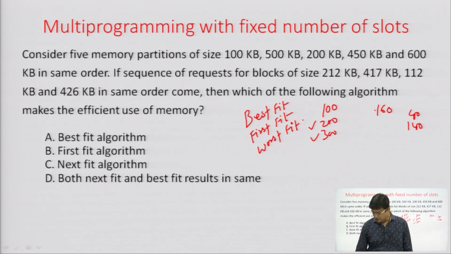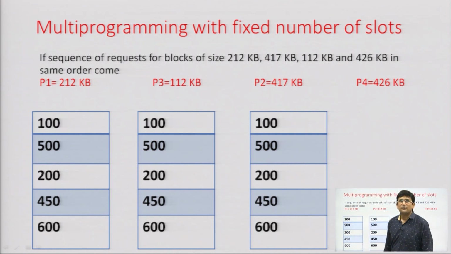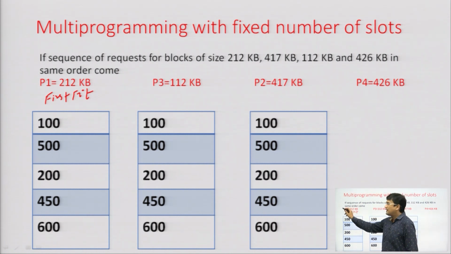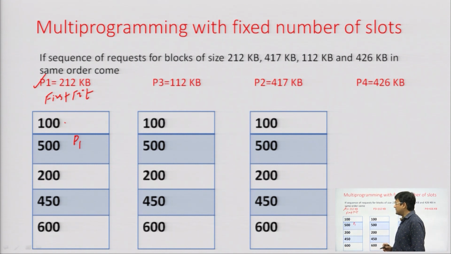So, for solving this question, let us say we have made the memory blocks like this. This is 100, 500, 200, 450 and 600. Let us say we are going with the first fit scheme. The first fit scheme says, let us look at the processes and you will be able to understand the first fit. So, P1 process of size 212, I cannot accommodate in 100, I can accommodate this in 500. So, let us say we are accommodating P1 here in the first partition.